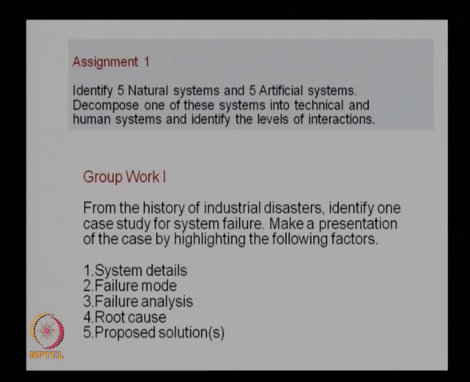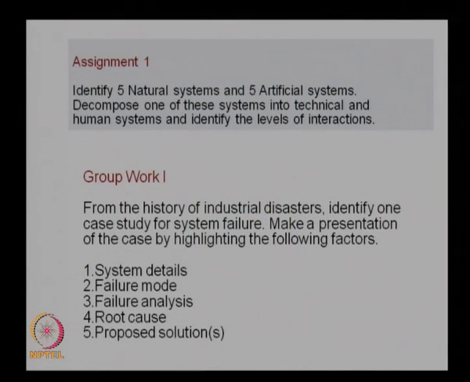Of course, if group work is not possible, you can take it as an individual assignment. You take from the history of industrial disasters, and identify one case study for system failure. I explained many system failure case studies, so I request you to consider one system failure which is not discussed in these lectures.